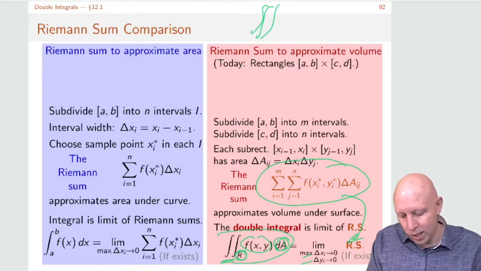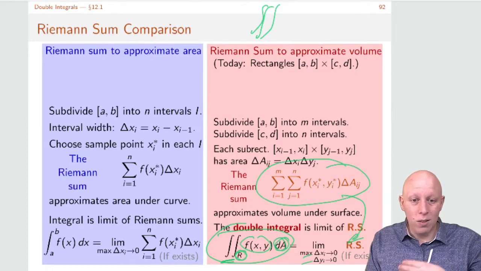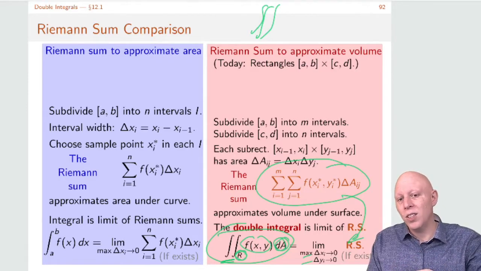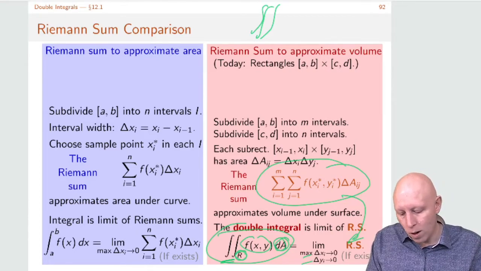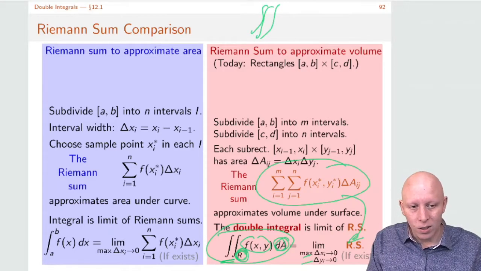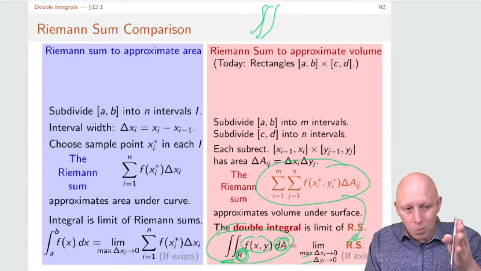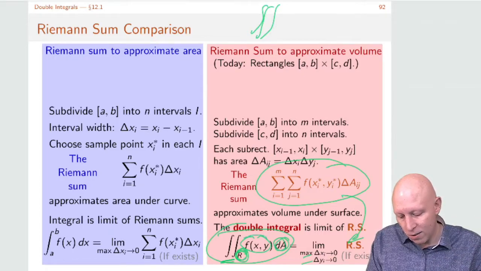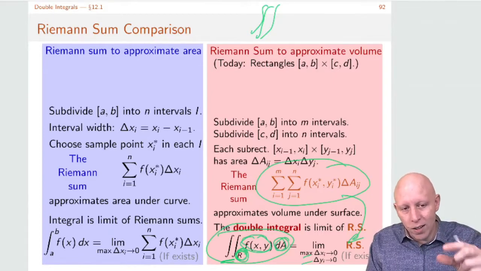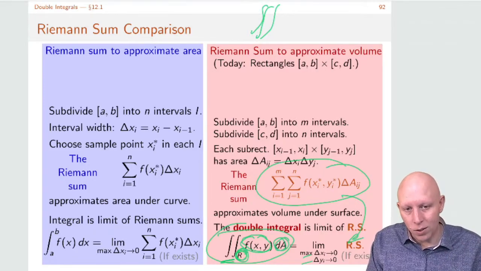So I like to read this expression as, what is the volume under the surface f of x, y above the region R? Or, in other words, what is the volume if we chop up the region into little bits of area, and we add up the volumes of each of those little bits.